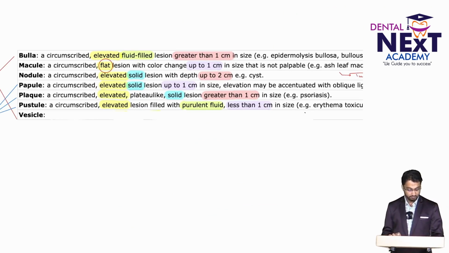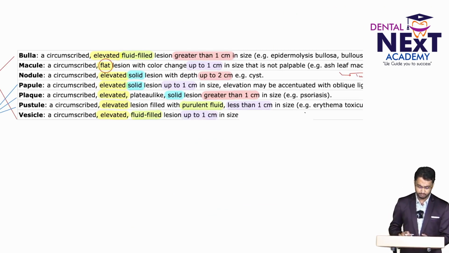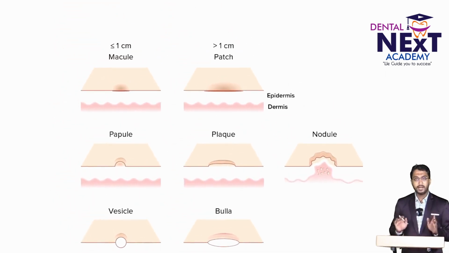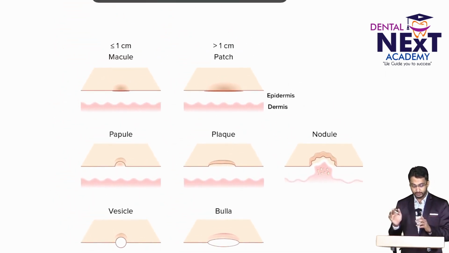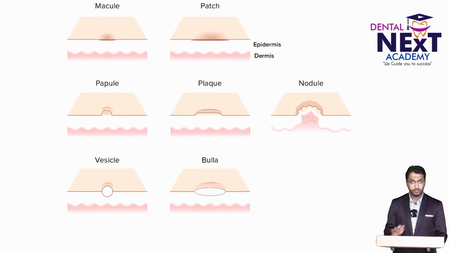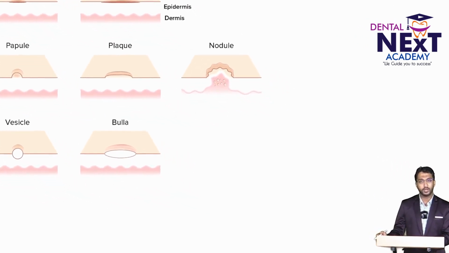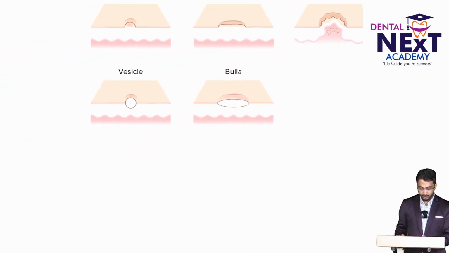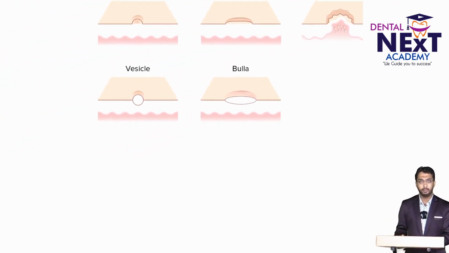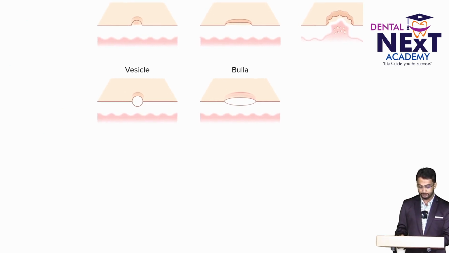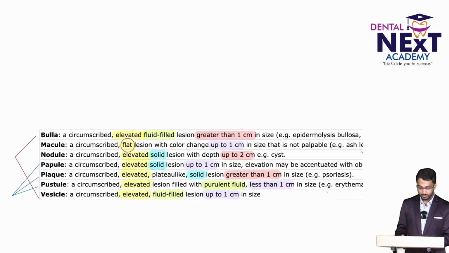Then you have got the vesicles. It's a circumscribed, elevated, fluid filled lesion up to 1 centimeter. Now, very simple way, I'll tell you. Flat lesions are macules or patches, less than 1 centimeter, greater than 1 centimeter. Okay. Then you have got the elevated lesions, the papule, plaque, or nodule. Okay, papule is very small. You can take it as less than 1 centimeter or up to 1 centimeter. Plaque is up to 2 centimeters. Nodule again 2 centimeters, but there is a slight difference here. Vesicles and bullae are basically fluid filled, but not purulent fluid filled, and the difference is 1 centimeter and greater than 1 centimeter. Okay.